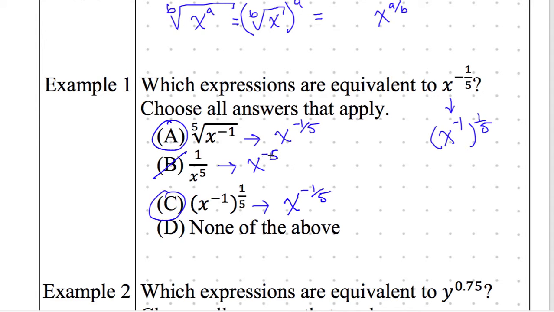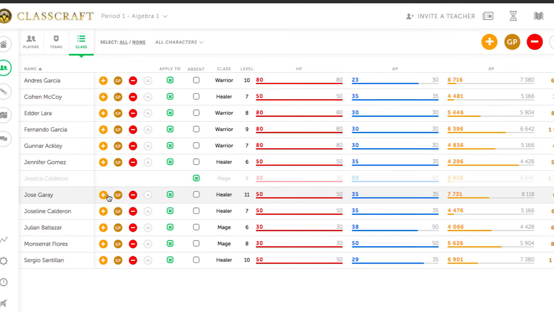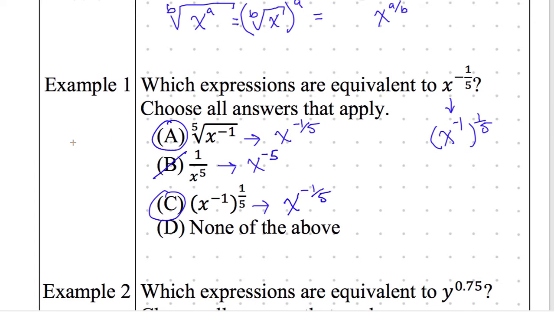So this is close, but it needed to be negative 1/5. So it's not B. The answers are A and C. And here is the rule that Jose is using. So let me back up and give Jose his 50 XP. Here is the rule. If you have x to the negative a, that is rewritten as 1 over x to the power of positive a. That's part 1 of the rule.